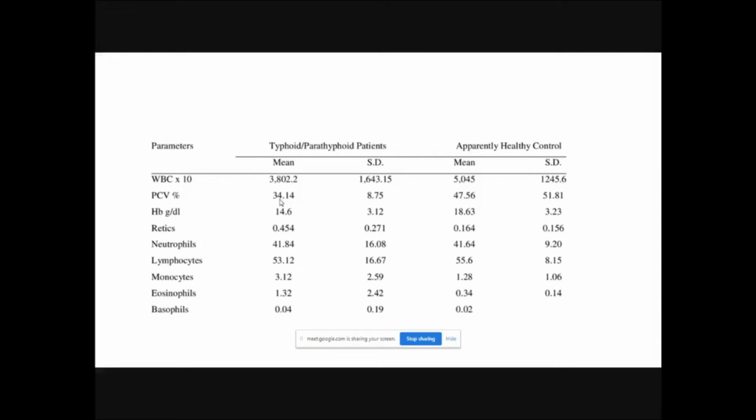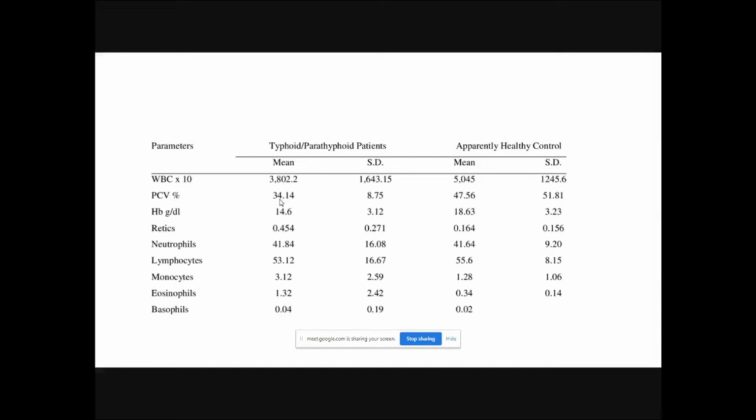And again hemoglobin is reduced, reticulocyte count has increased. So all these patients have typhoid along with anemia. Again we have seen here the eosinophil count is, sorry, increased. So these are the interpretations in this case.